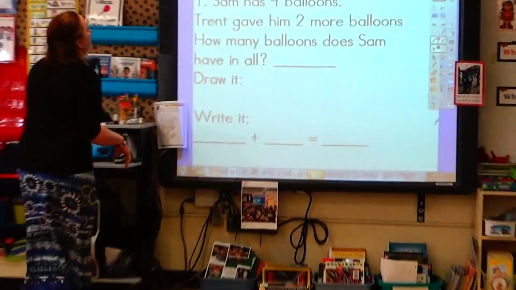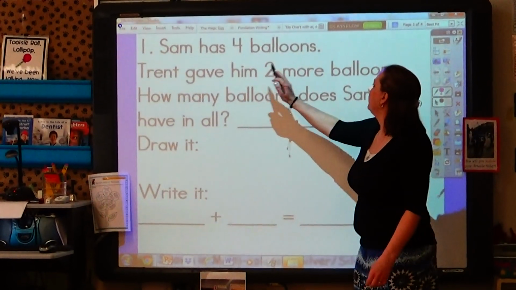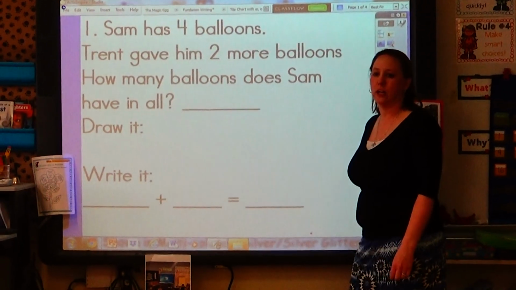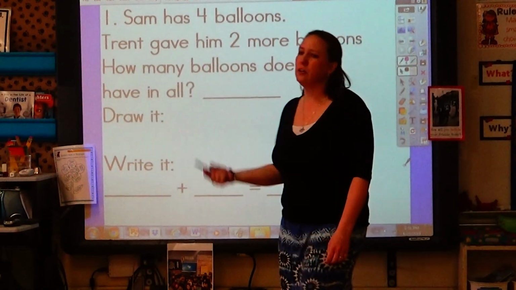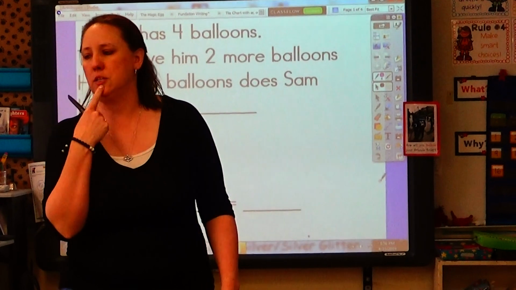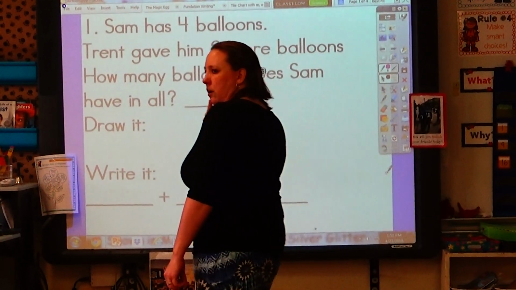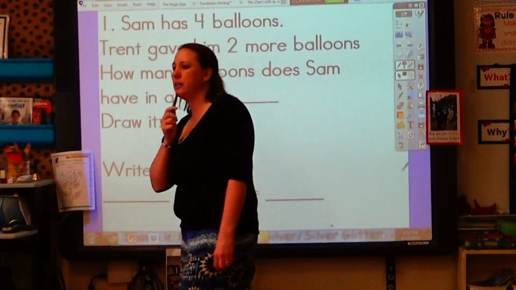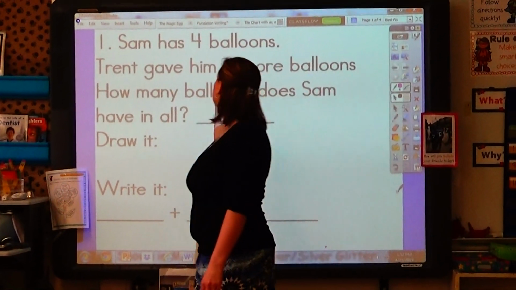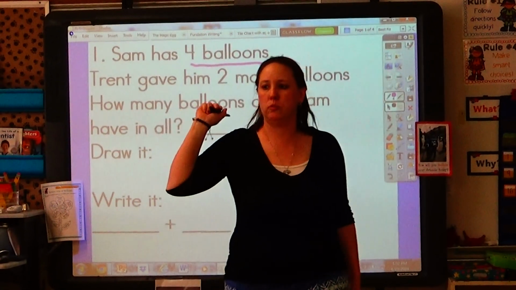Sam has 4 balloons. Trent gave him 2 more balloons. How many balloons does Sam have in all? So what do we know about this problem? What can we figure out and underline about this problem? Think about it for a minute. Alex back there, tell me what you are thinking. What can we underline? Yes, we can underline 4 balloons because we know Sam has 4 balloons.